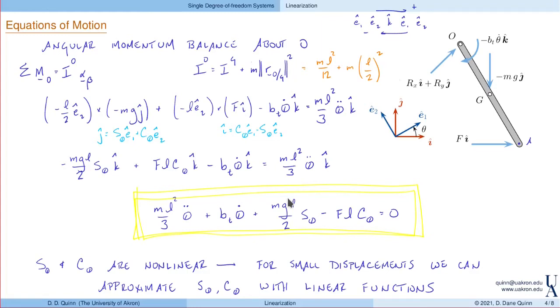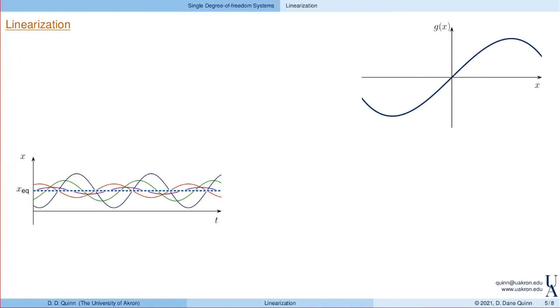More importantly, these nonlinear equations do not follow superposition. So I can't come up with a solution and then come up with another solution and then add them together to get the general solution. Nonlinear equations are just much more difficult to work with. So we would like to come up with a linear approximation for this system. So that kind of brings us to the real topic of this lecture, which is linearization.